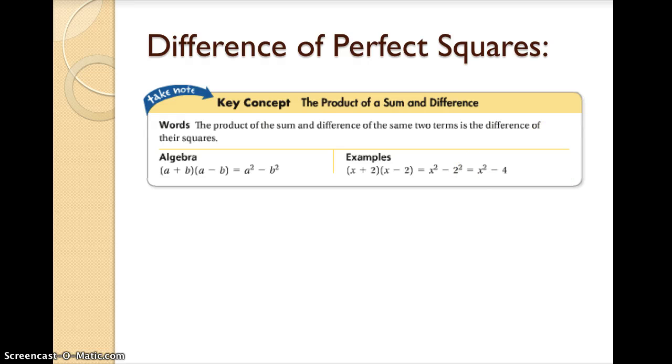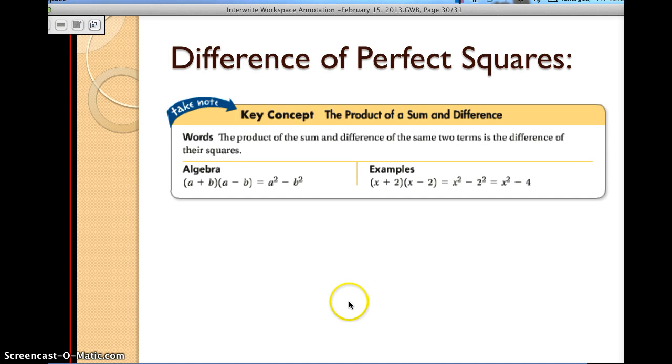Alright, difference of perfect squares. This one you're going to hear a lot through high school and college math. It's a good observation. If you notice that you have the same binomial multiplied by itself, the only difference is they're one of each sign. What happens is, let's look at this example right here. When you take x plus 2 and you multiply it by the same thing except change its sign, when we FOIL this, watch what happens to it.